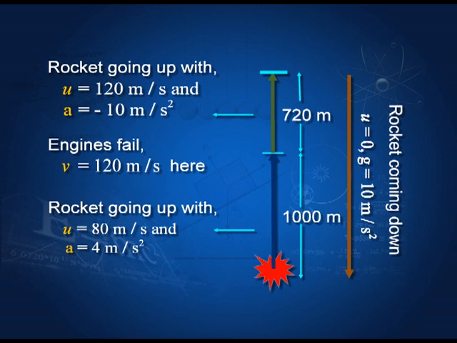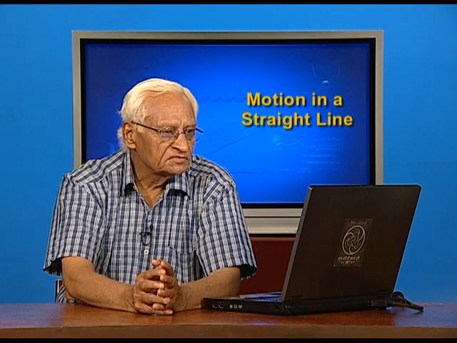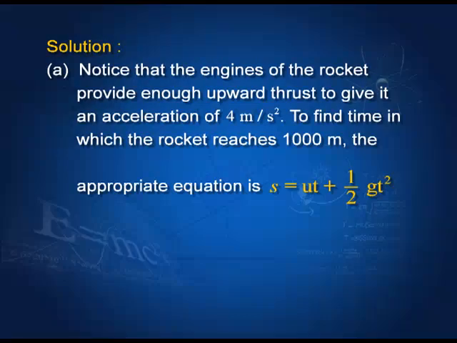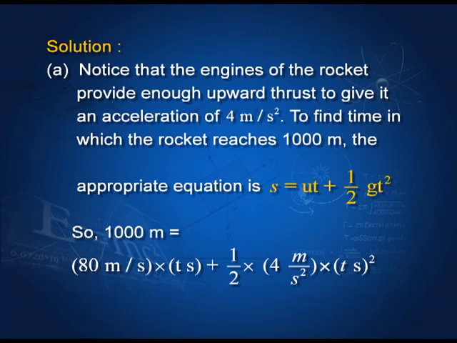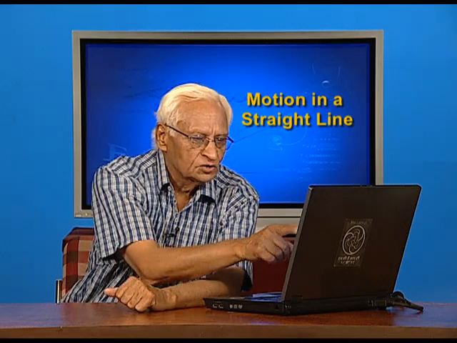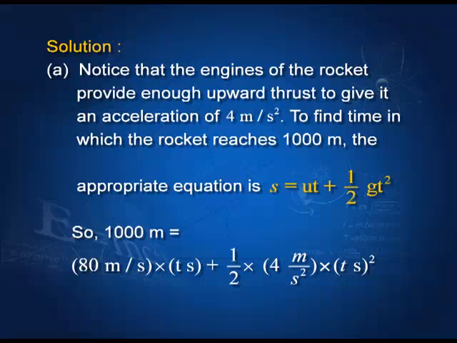So, let us solve point by point. Notice that the engines of the rocket provide enough upward thrust to give it an acceleration of 4 meter per second square. To find time in which the rocket reaches 1000 meters, the appropriate equation is s equal to u t plus half g t square. So, 1000 meters equal to 80 meters per second into t seconds plus half into 4 meters per second square into t seconds square. Let me also remind you that we are writing the units of each quantity along with it, so that we get the final units right.